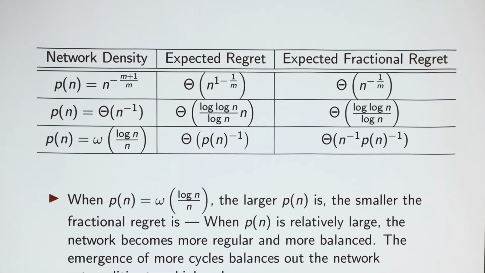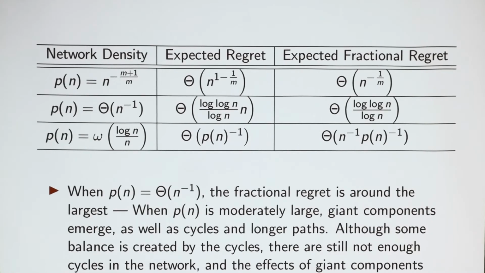On the other hand, if the Pn is large enough, which grows faster than log n by n, then the larger the Pn is, the smaller the fractional regret is. This is because at this range, the network becomes more regular and behaves more balanced, and a lot of cycles in the network can actually balance out the network effect and lead to a small value of price discrimination.